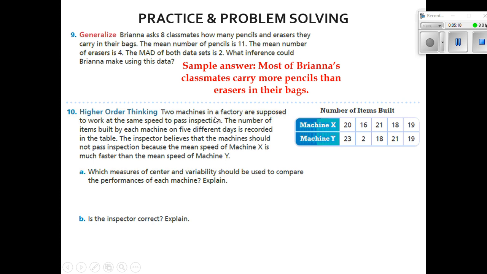This is number 10, high order thinking. Two machines in a factory are supposed to work at the same speed to pass inspection. The number of items built by each machine on 5 different days is recorded on the table. The inspector believes that the machines should not pass inspection because the mean speed of machine X is much faster than the mean speed of machine Y.